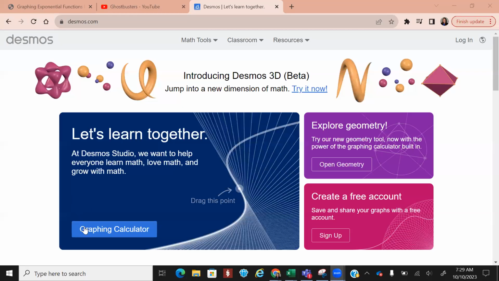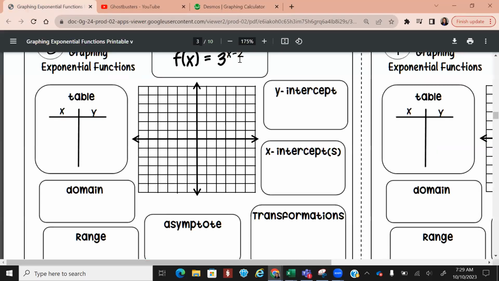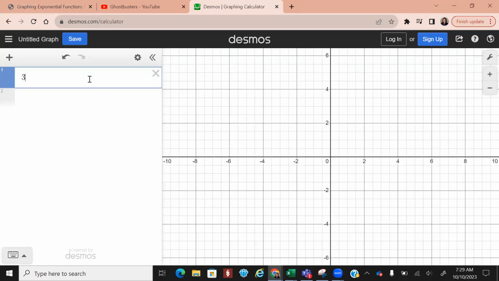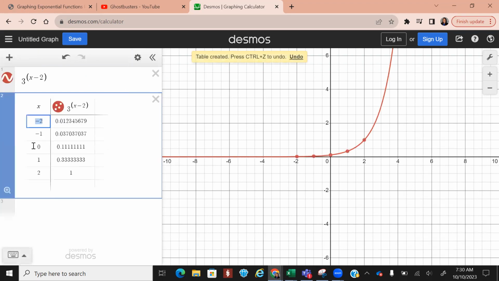On the next one, we have this 3 raised to the x minus 2. We're going to take that and we're going to actually plug it in. Now, when you do this, you need to make sure that you use parentheses around the exponent, because otherwise you're going to get something else. So here's what our graph looks like. I'm going to go ahead and pull up the table.